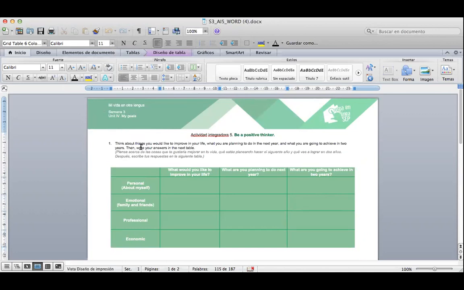This is Be a Positive Thinker. This is about your goals, your plans. What are you planning to do next year, in 2 years? Remember that the present is important. It's important to express the present, but to say what happened in the past or what you think to do in the future is important to learn a language.